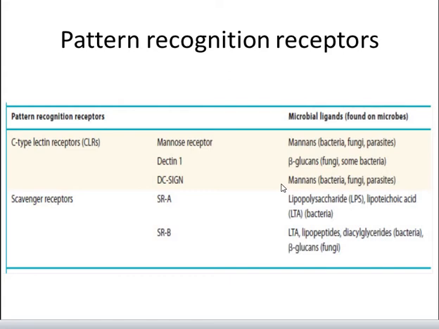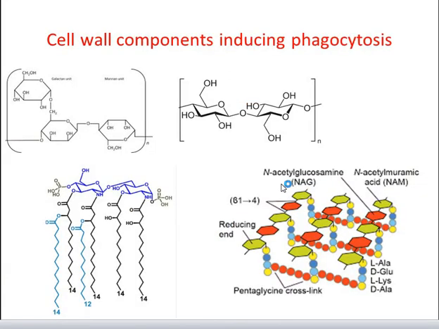The SRA receptors recognize lipopolysaccharide and lipoteichoic acid from the bacteria, whereas SRB receptors recognize lipoteichoic acid, lipopeptides, and diacylglycerides from the bacteria and beta-glucans from the fungi. Most of the pathogen-associated molecular patterns that induce phagocytosis are cell wall components, which include complex carbohydrates such as mannans and beta-glucans, lipopolysaccharides, and other lipid-containing molecules, peptidoglycans, and surface proteins.